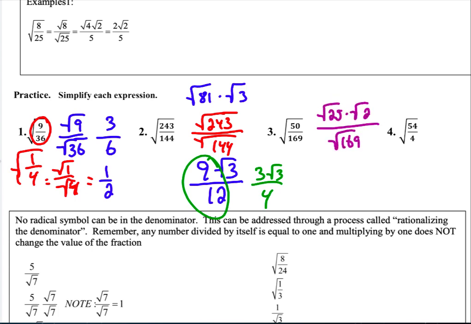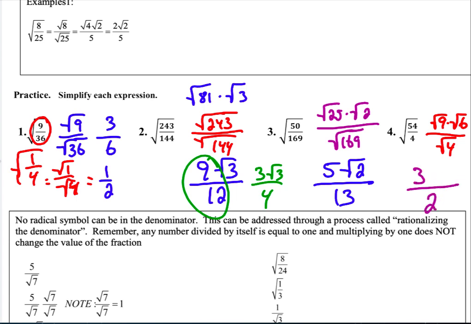Square root of 169 is a perfect square. So square root of 25 is 5, and then my square root of 2. Square root of 169 is 13. All right, next one, 54 divided by 4. So this is going to be square root of 9 times the square root of 6 over the square root of 4. Square root of 9 is 3. Square root of 4 is 2. I can't do the square root of 6, so it stays square root of 6.